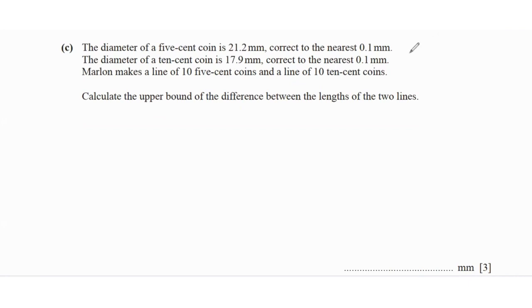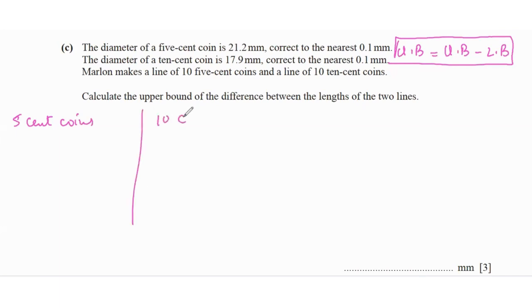With the calculation, first you need to know that when you're trying to find the upper bound in difference, you subtract the lower bound from the upper bound. You don't subtract upper bound from upper bound. It's always the smaller value from the bigger value to find the biggest difference. Because if we were subtracting upper bound from upper bound, that wouldn't give us the biggest difference. So first thing is to remember this rule. So if we divide this into two columns, the 5-cent coins and the 10-cent coins.